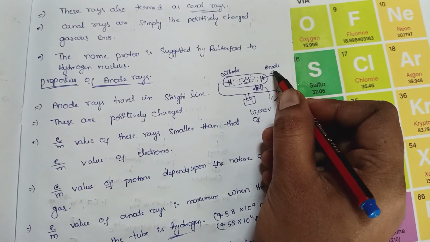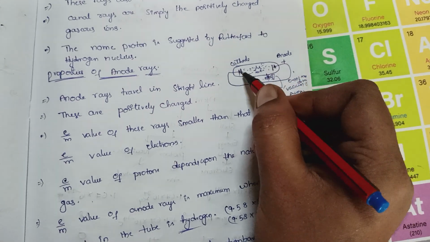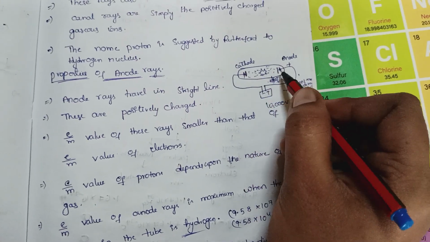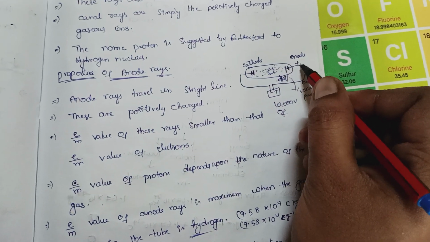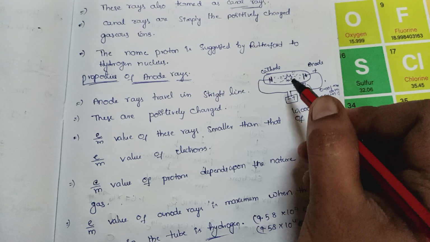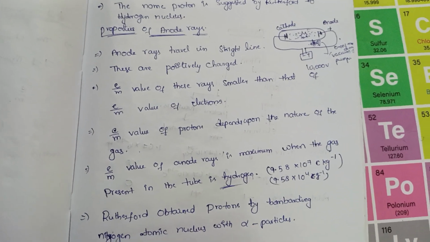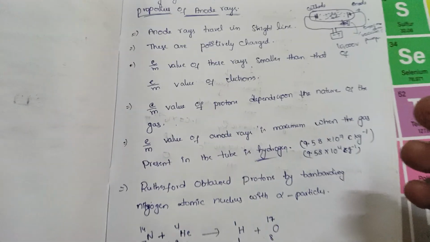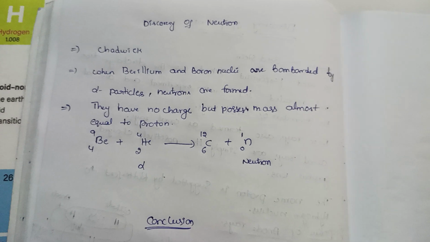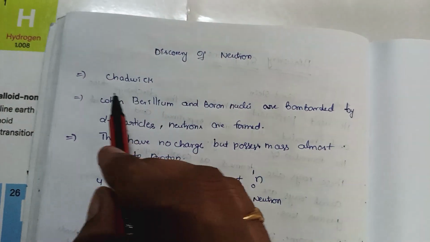Whenever anode rays are generated, they pass towards the cathode. By observing this, anode rays have positive charge, and whenever nitrogen nuclei are bombarded with alpha particles, he got protons. Discovery of the neutron. The neutron was discovered by Chadwick.